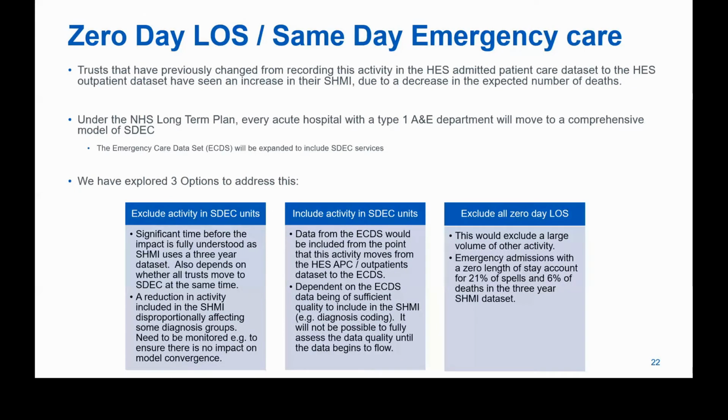And then the other way of doing it would be just to exclude all 0-day length of stays. But we know that emergency admissions with 0 length of stay account for 21% of spells in the SHMI dataset, but also 6% of deaths. So all of these factors need to be considered, and it's still in debate, but we're doing lots of analysis to explore the most appropriate options.